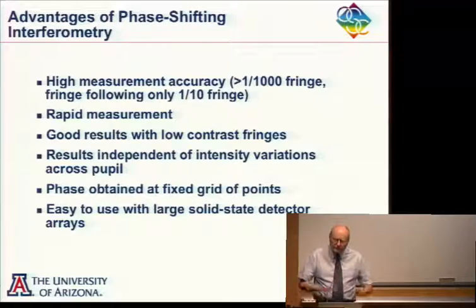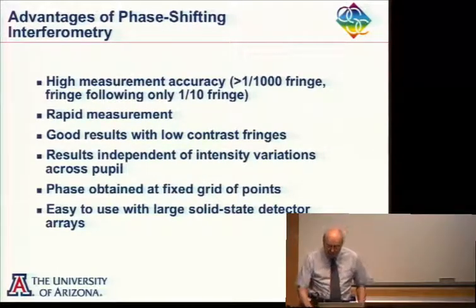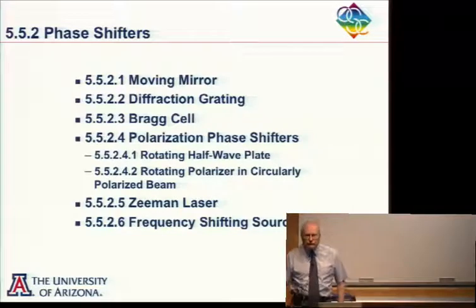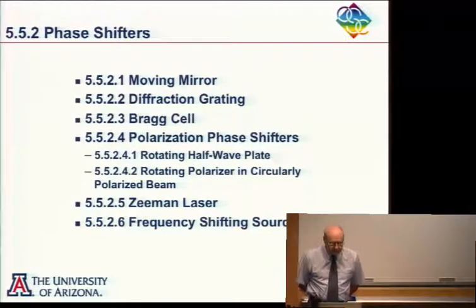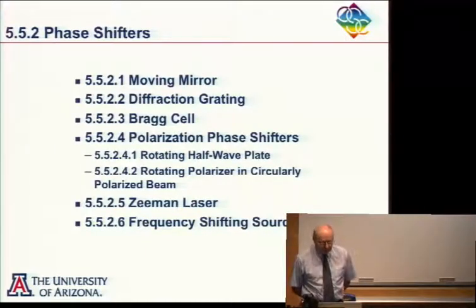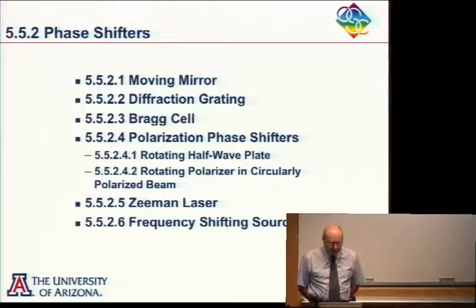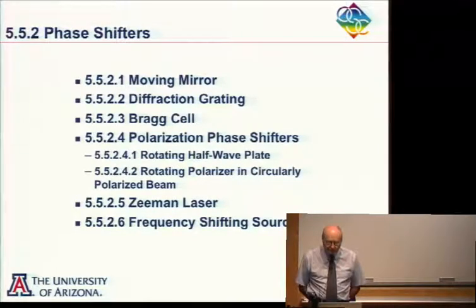So in all of these different ways of doing the phase shifting, some way we have to introduce a phase difference between the two interfering beams. There are many ways of doing this, and we're going to talk about a few of them here, starting off with a moving mirror, and then a diffraction grating, and a Bragg cell, and a couple of different polarization techniques, Zeeman laser, and then a frequency shifting source.